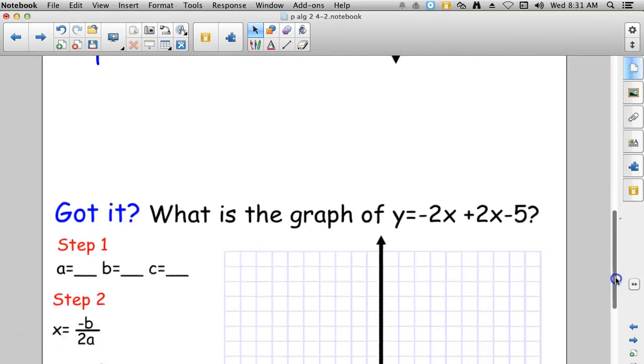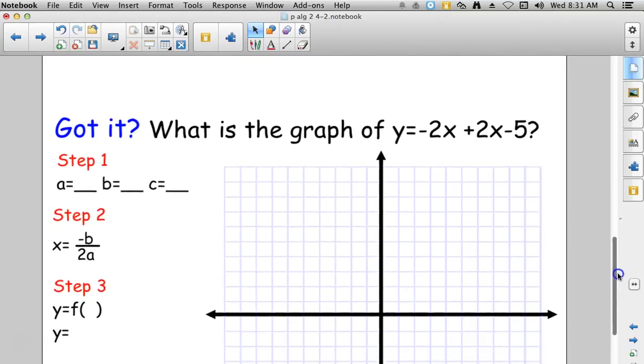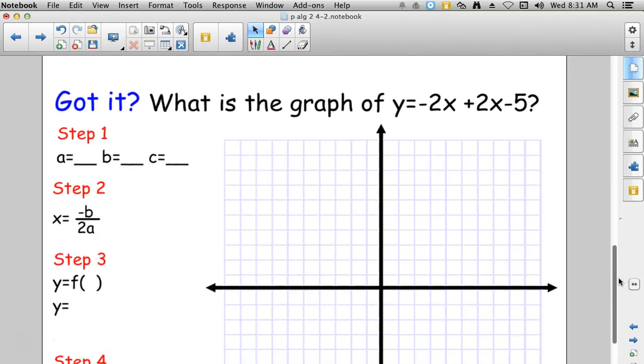All right, so here's the got it. The got it is, what's the graph of y equals negative 2x squared plus 2x minus 5? Oh my, did you guys get the squared on yours? Is there a squared in your packet? Ooh, smartboard's having a glitch here.